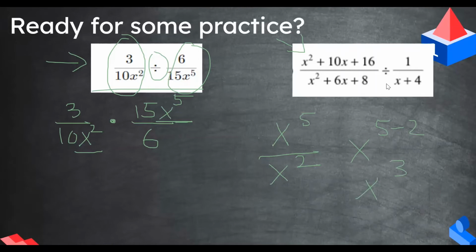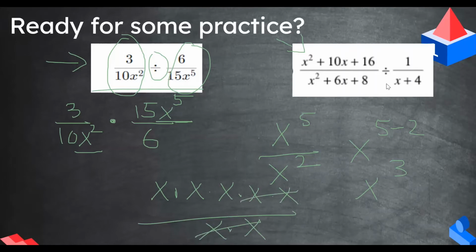But if you do not know the rules of exponents, you don't have to worry, because if you have 5 x's at the top and 2 x's at the bottom, you can cancel 2 from the top and 2 from the bottom, and you're left with 3 x's. Those multiply to be x to the third. So either way you do it, you should get x to the third as your answer. That is what I'm going to put in there.